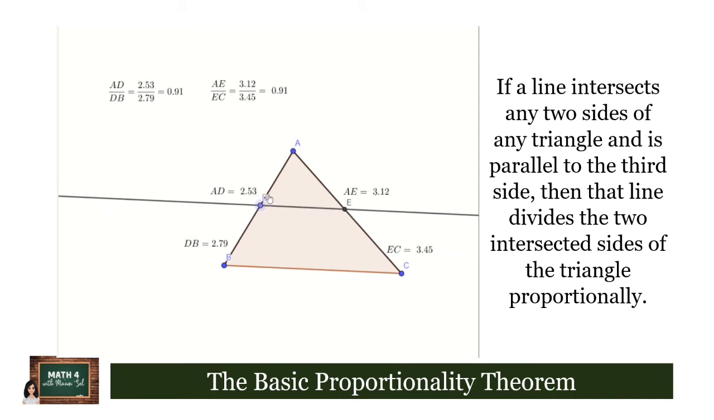So what can we say again about the basic proportionality theorem? If in a triangle, a line is drawn parallel to the third side, then it divides the other two sides into proportional segments. So you have AD over DB is equal to AE over EC.